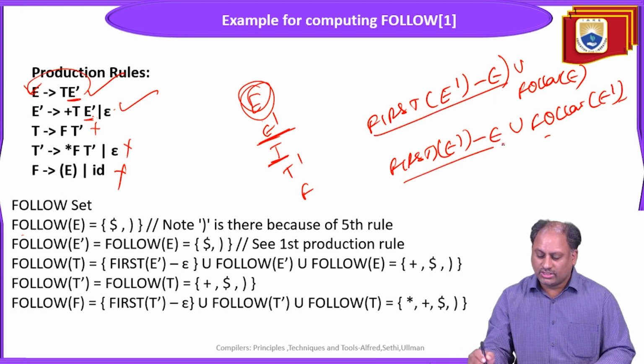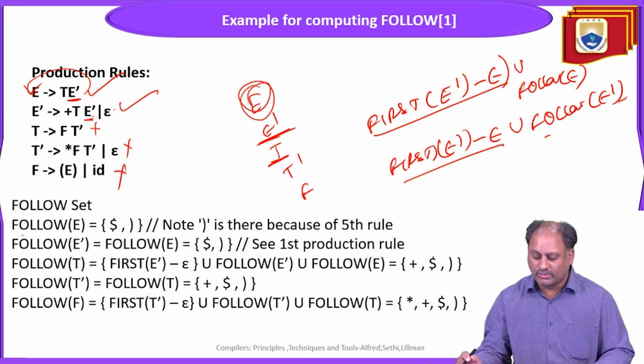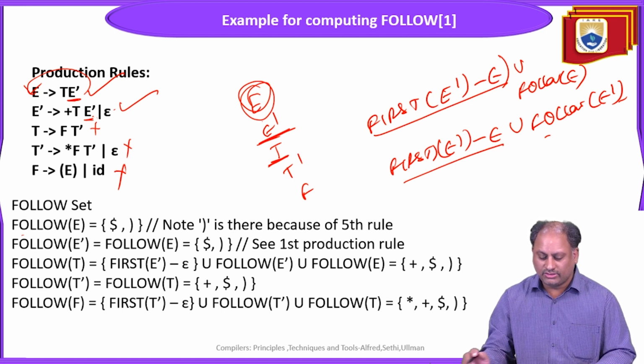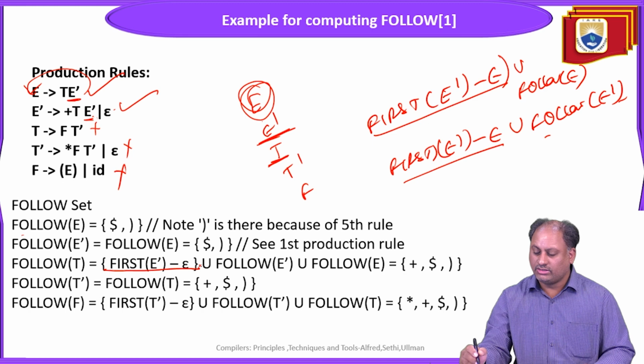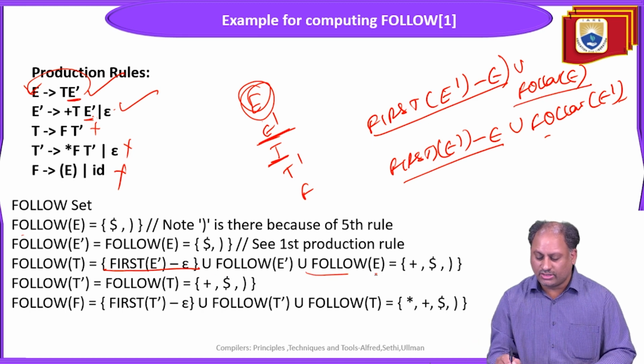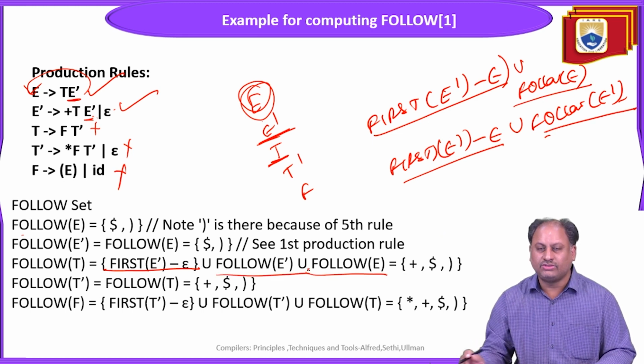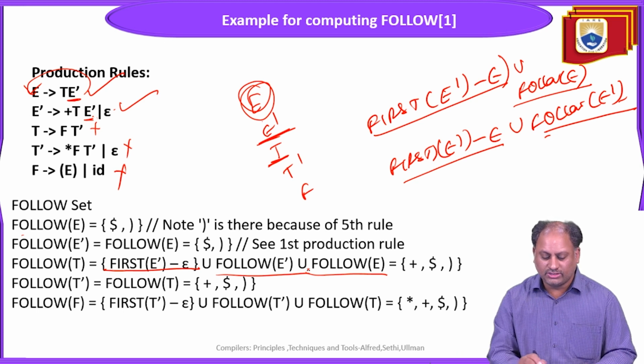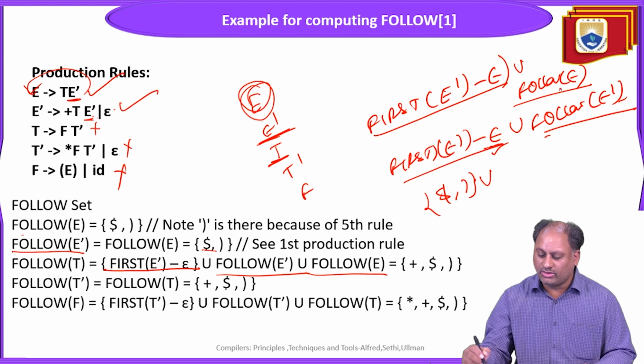So these two are considered as first of E dash minus epsilon only, then that is to be written. The second one is follow of E we have to write, and then follow of E dash also we have to compute. If I do this computation, for E dash we already know the result is dollar right parenthesis. It does not contain epsilon, so we have excluded epsilon also. Then what is follow of E? Follow of E is dollar right parenthesis.